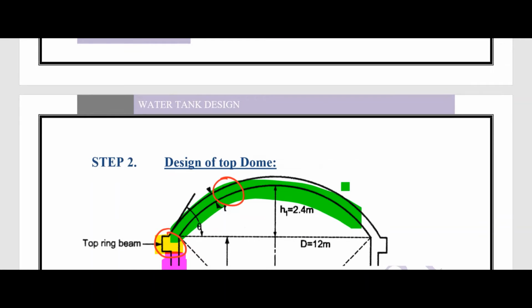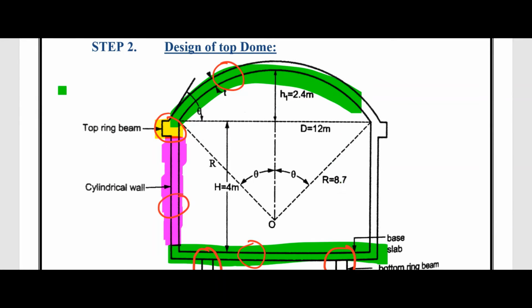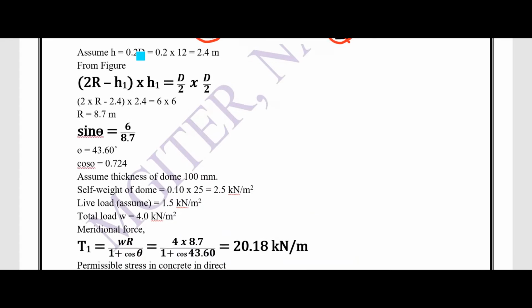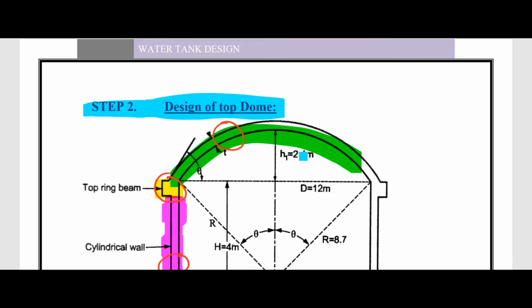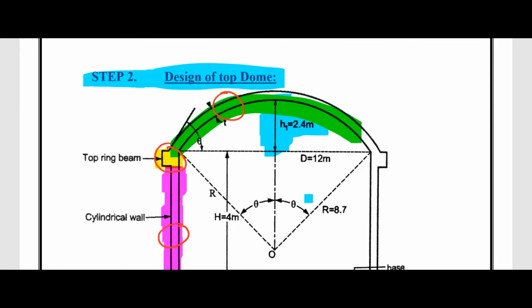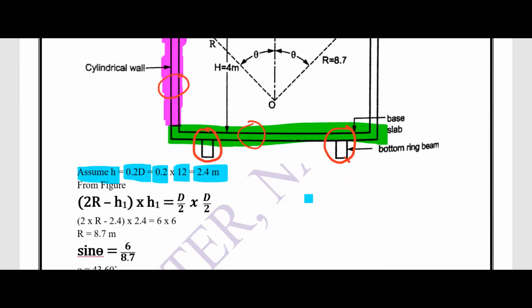Now we are going to design the top dome. Design of top dome. So we are going to design the green part. First of all, we have to calculate some dimensions here. For the dome we have a small h. Assume small h is 0.2 D. 0.2 times the diameter 12 gives 2.4 meter. The height is 2.4 here. This height is 2.4, that is 0.2 capital D.